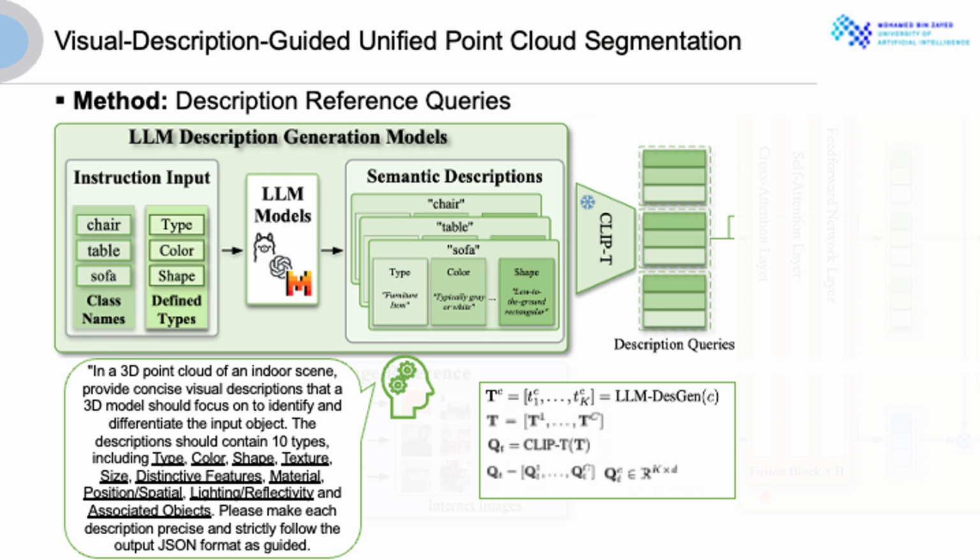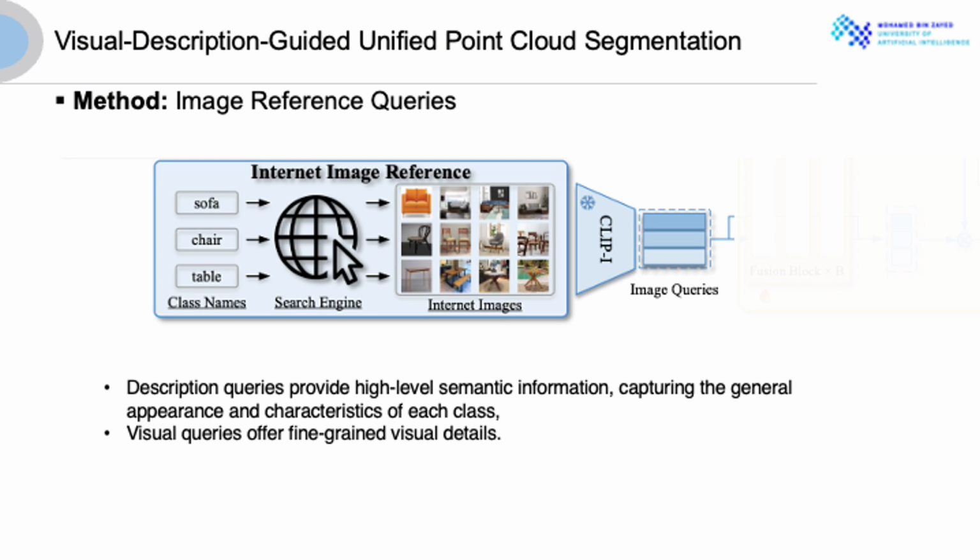After obtaining these descriptions, we use a text encoder, such as CLIP, to convert them into embedding vectors as semantic queries. These queries then interact with the point cloud features, enabling the model to generate more accurate and fine-grained masks during semantic segmentation. At the same time, we also use internet images as queries.